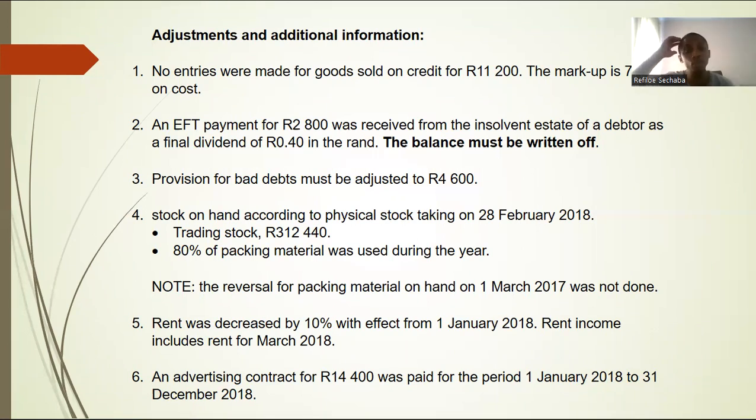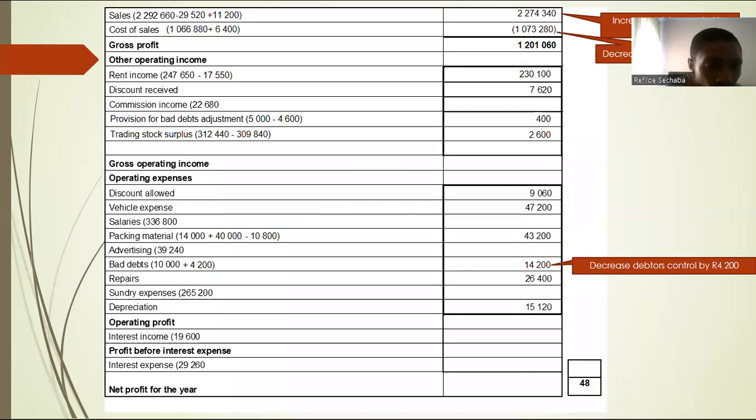So in essence, we paid for a contract that will only cover us for 2 months in the current financial year, and then the other 10 months will be covered in the next financial year. Remember, I told you that in the trial balance, under income, we have amounts that have been received, and expenses that have been paid. In this case, it means this 14,400 has been included in that advertising amount we have in the statement of profit or loss.